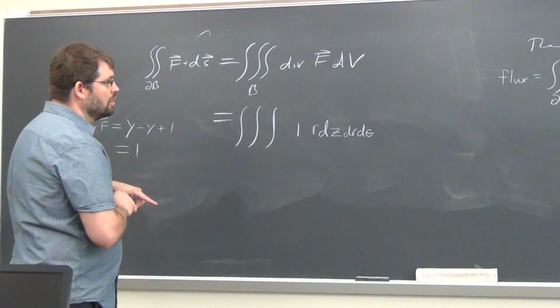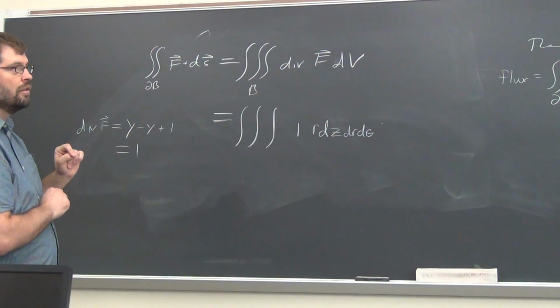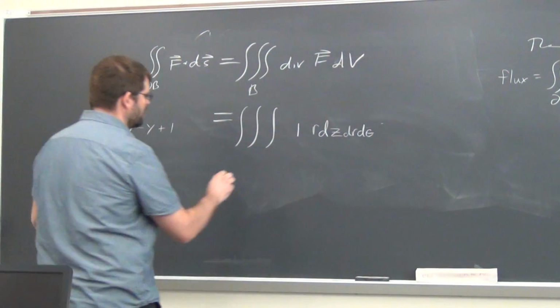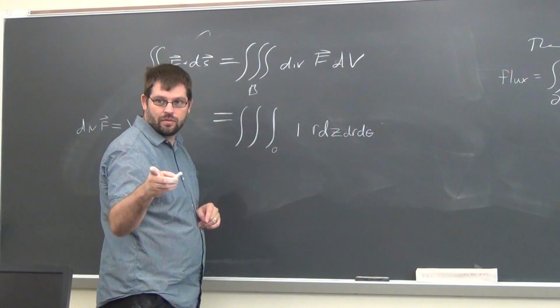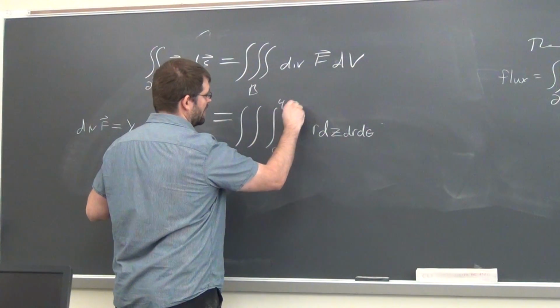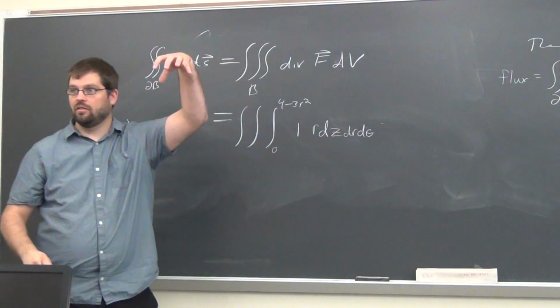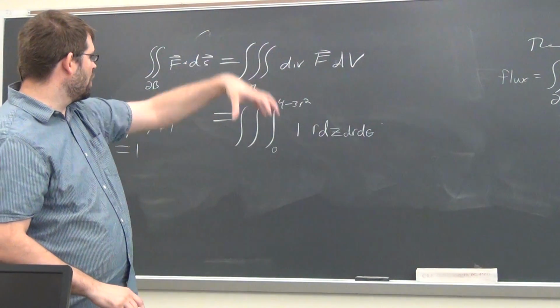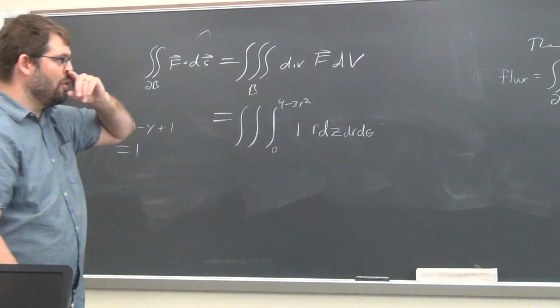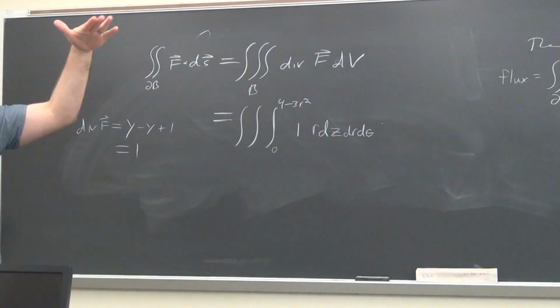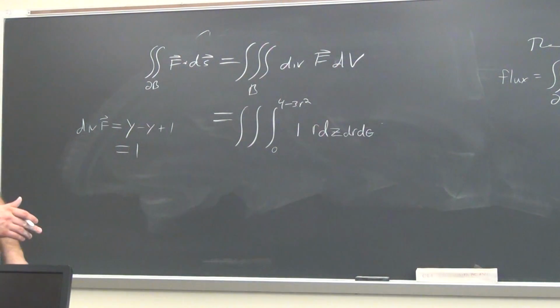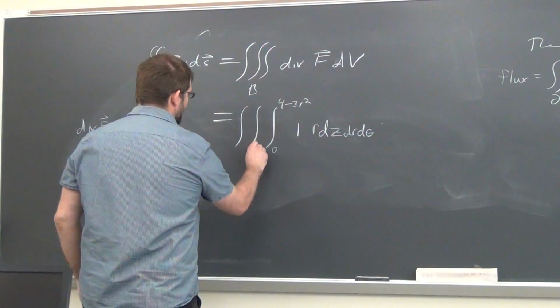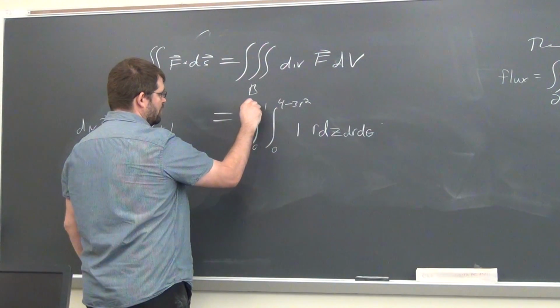Okay, and so for this setup, where did the z's go from? 0 to 4. Not just 0 to 4, but 0 to, what is it? 4 minus 3r squared, right? Because you got that paraboloid sitting on the top. So you just write that in cylindrical coordinates, and then you go from there to there. And then the rest of it's pretty easy. You just collapse down to that circle, and so it's 0 to 1 and 0 to 2 pi.